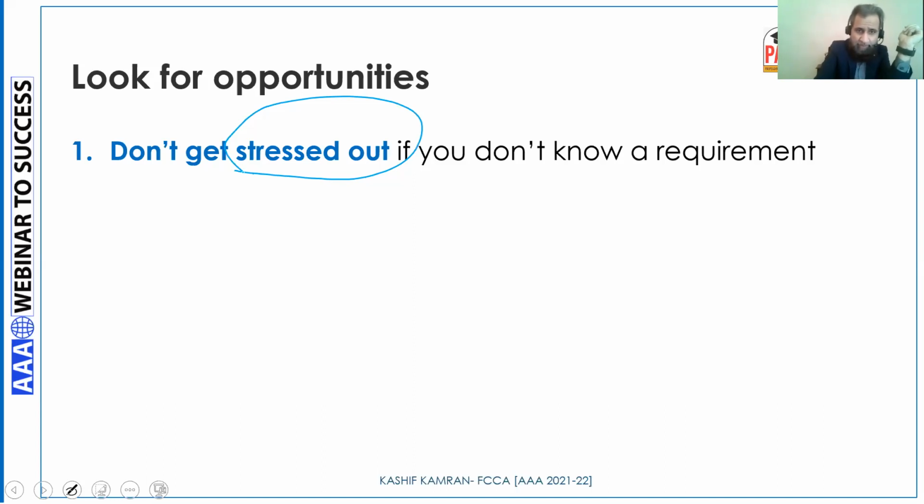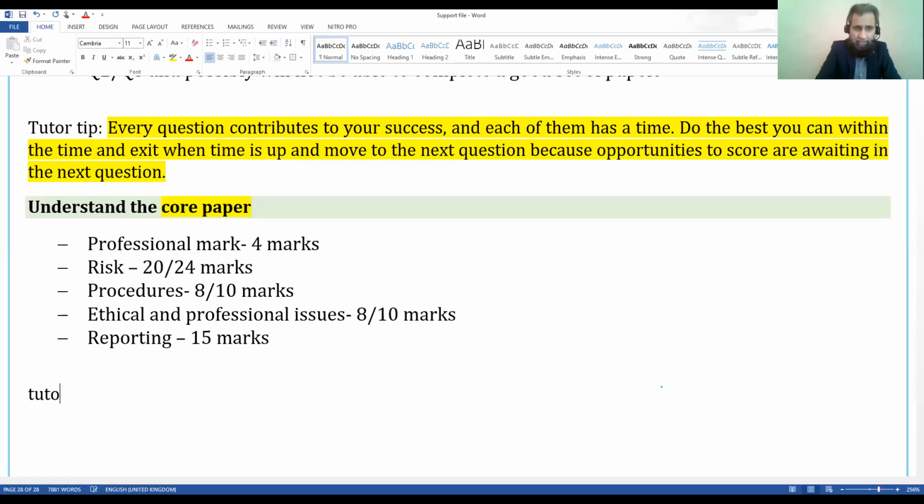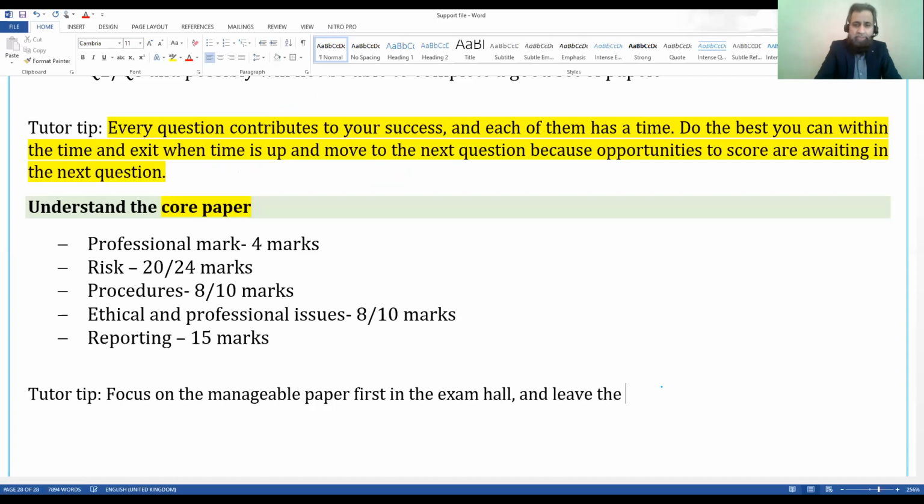Let me write this down on my tutor tip file, because this is an important tutor tip. Third tutor tip for today. Tutor tip: focus on the manageable paper first in the exam hall and leave the challenging paper to the end.